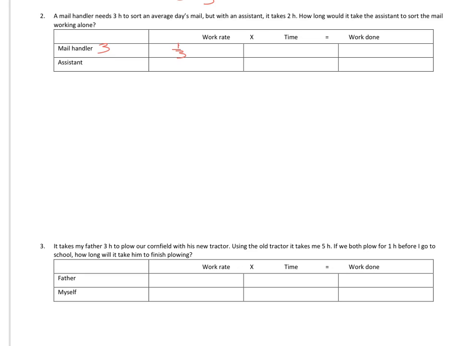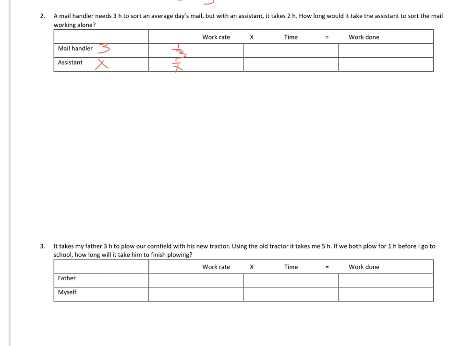Do I know how long it would take the assistant? No, I don't. So that would probably be a good place for our variable. It's going to take the assistant x hours to sort the mail. Now hopefully you're starting to figure out a pattern. If it takes the assistant x hours to sort the mail, how much of the project could he get done in one of those hours? 1 over x. Does that make sense? So his work rate is 1 over x. Now this time is how long they're working on the scenario we're talking about. The scenario we're talking about is if they're working together, it takes them 2 hours.